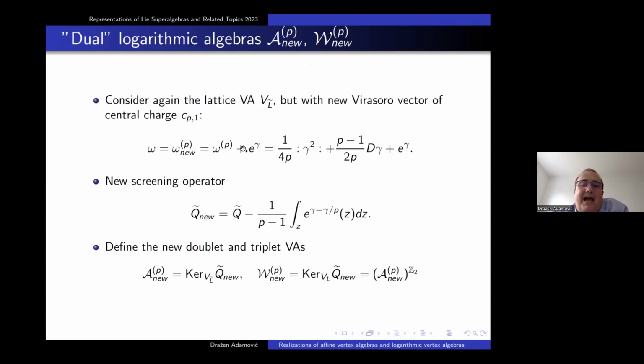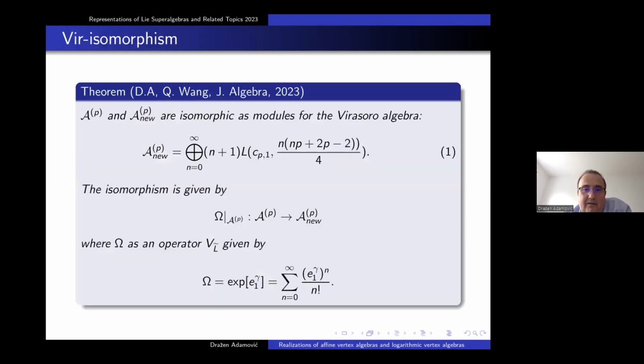With the form, we add one lattice type element to this algebra, and we get a new action of the Virasoro algebra. And now this action is completely different. Then we change the screening operator. Then we get a new type of screening operator, and with it we consider the kernel of these new operators, and we get a new doublet and a new triplet, and more.